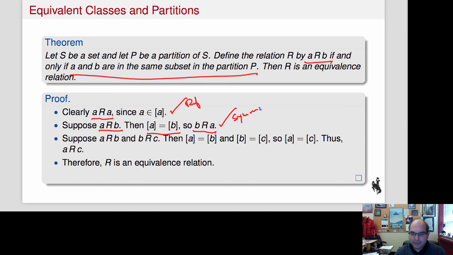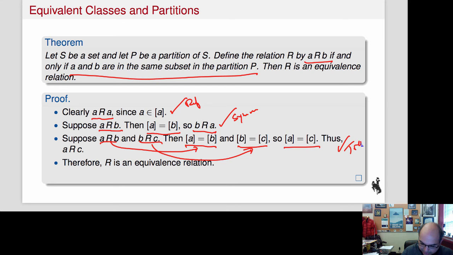How about transitivity? A is related to B and B is related to C. Well, that means that the subset of A is the same as the subset of B because A is related to B. Likewise, the subset of B is the same as the subset of C because B is related to C. If I have two things that are equal, and another one that's equal to the second one, then by transitivity of equality, A's subset is equal to C's. And that means that A is related to C, because we said A is related to C if they're in the same subset. So we got all three properties. That means that R is an equivalence relation. So equivalence relations and partitions are two sides of the same coin. If you have one, you can always define the other.